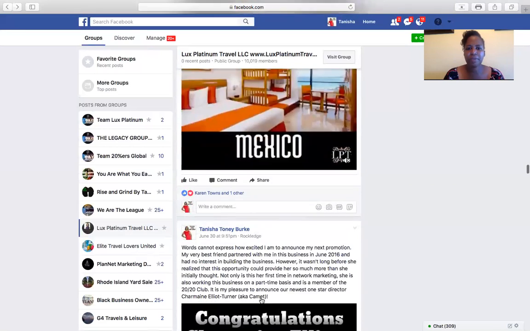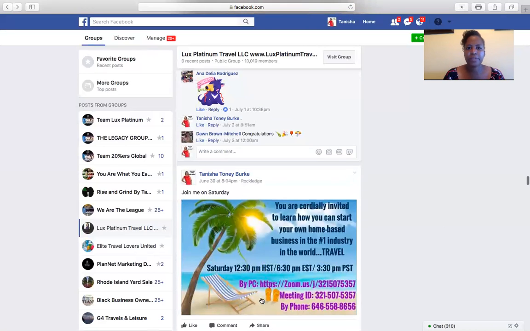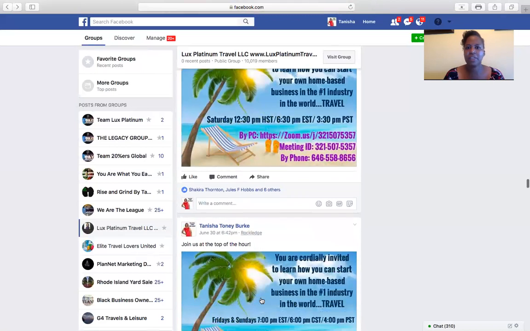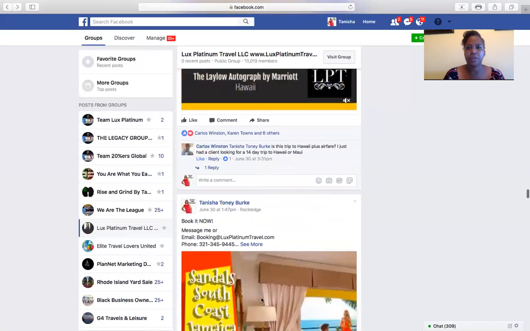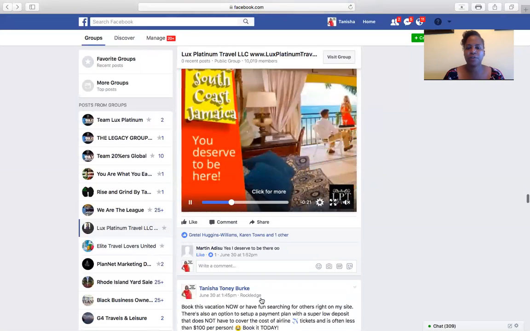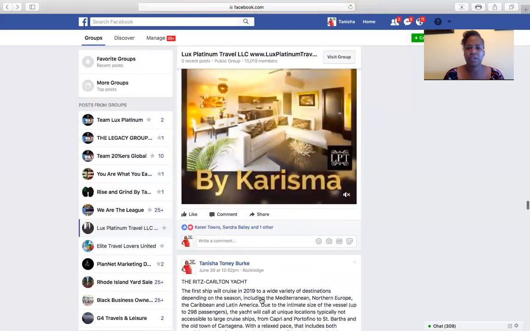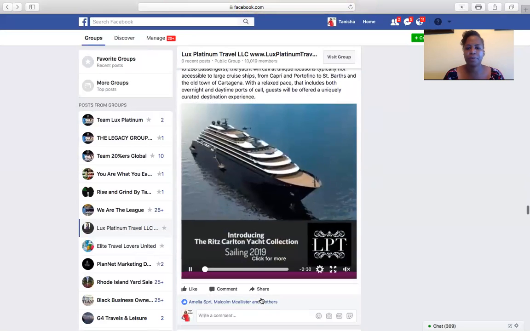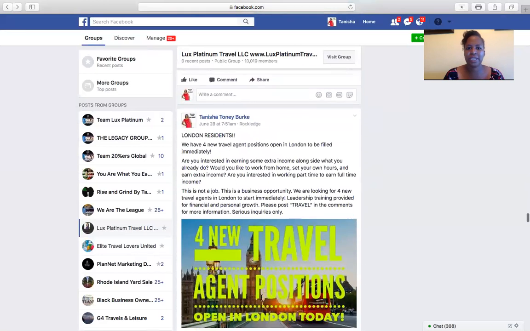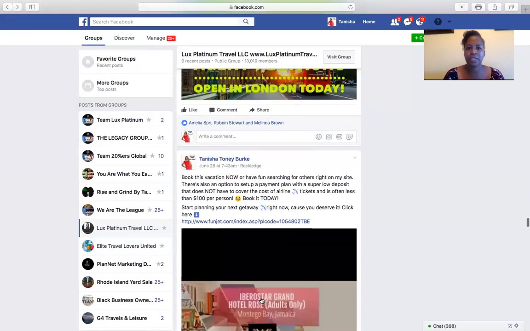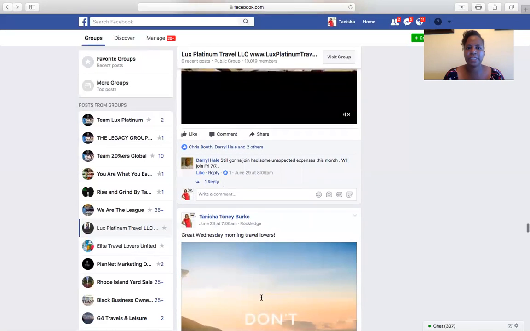And you always want to keep a variety. I always say you should do 80% travel related stuff and then 20% income about your opportunity. You don't want your travel group to become a big ad, right? Where you're just constantly trying to recruit people into your business because nobody wants to be sold to. No one's going to want to stay in your group if you're constantly trying to get people to sign up and partner with you in business.